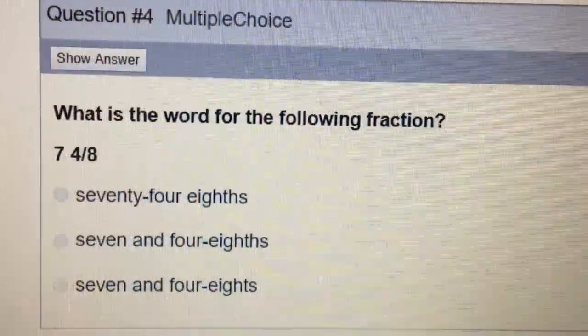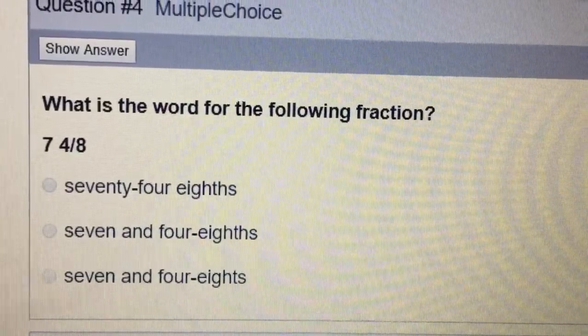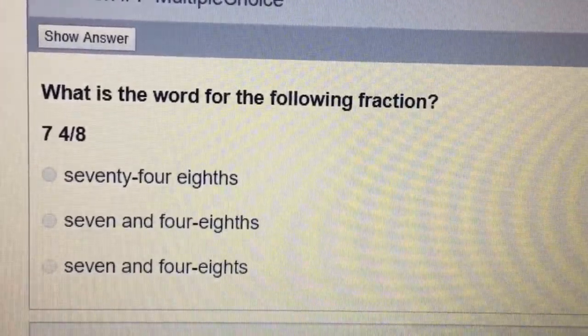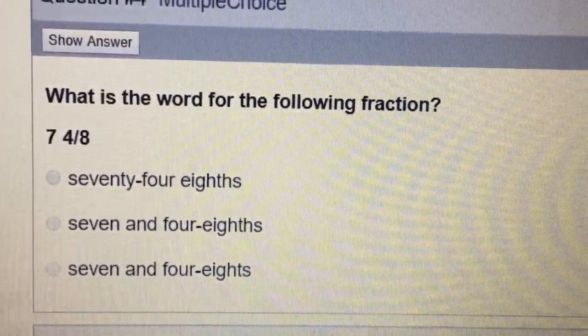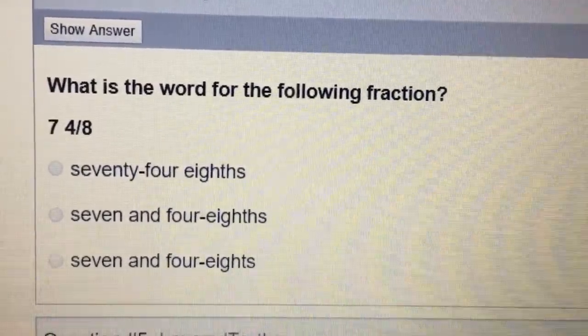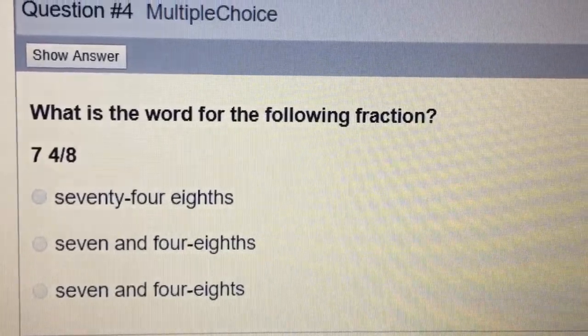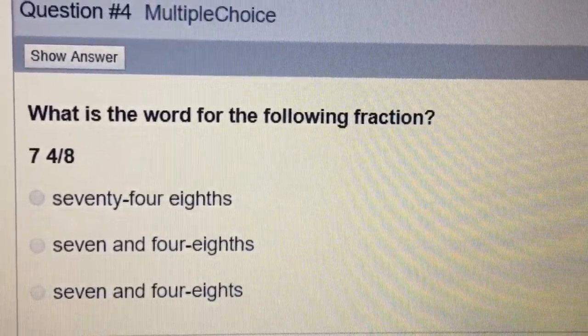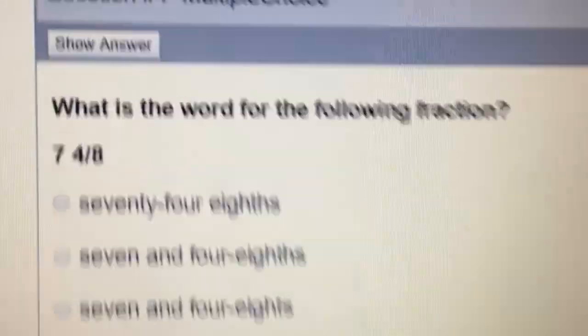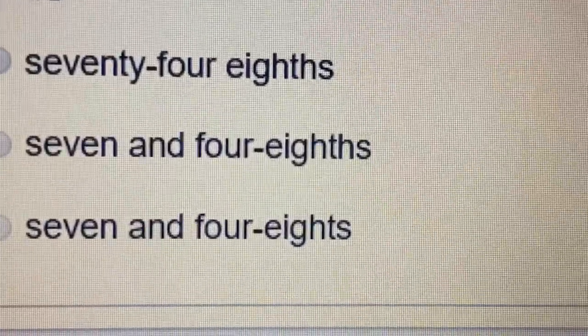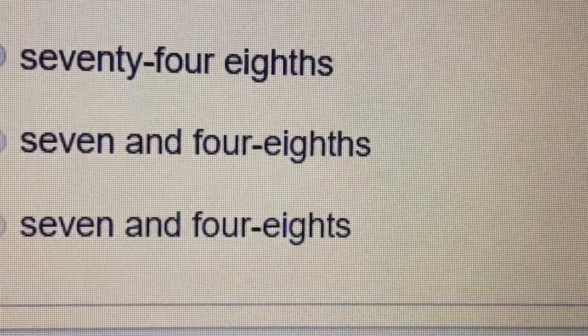Question 4. What is the word for the following fraction? 74 eighths, 7 and 4/8. Notice the difference between those two words, eighths and eighths.